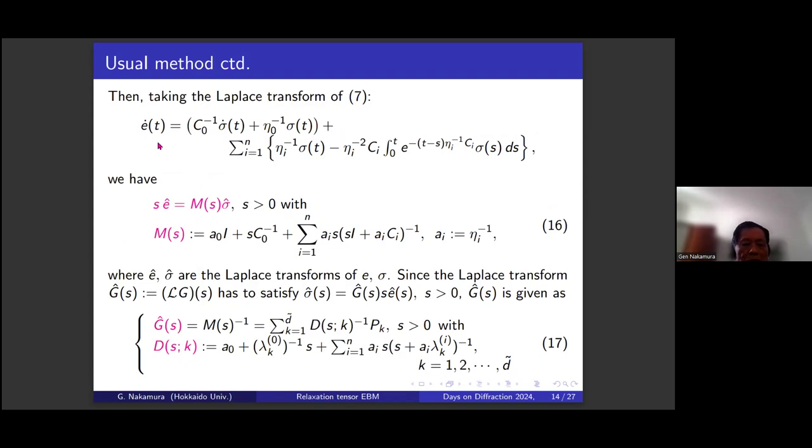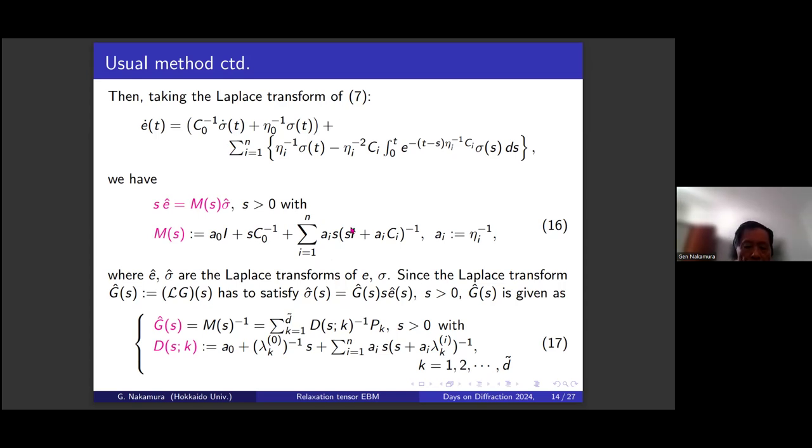I think you remember the previous integral differential equation, which I gave in this form. Let's take the Laplace transform of this equation. Ė(t), after taking the Laplace transform, changes to s times Ê, where Ê is the Laplace transform of E. And this part changes to this kind of form, where each A_i is just the inverse of η_i. You can easily see the correspondence: this one changes to this one, and also this one changes to this one. For this part, you need a little bit of computation, but anyway, this changes to this one.